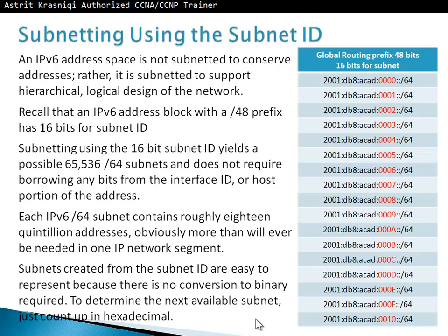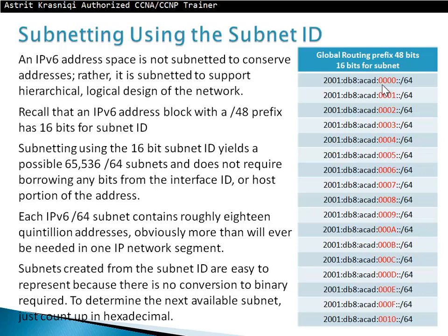Each IPv6 /64 subnet contains roughly 18 quintillion addresses, obviously more than we'll ever need in one IP network segment. Subnets created from the subnet ID are easy to represent because there's no conversion to binary required. To determine the next available subnet, just count up in hexadecimal. So here, for example, we have a /48 prefix, and then we have 16 bits available for subnet IDs.